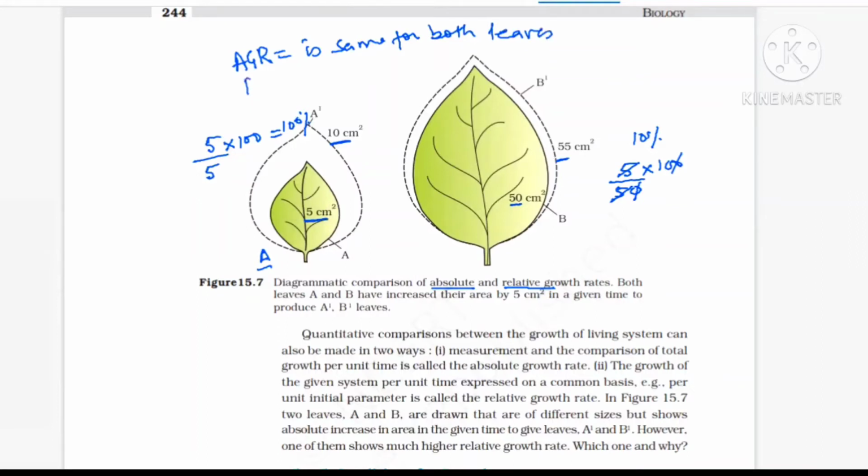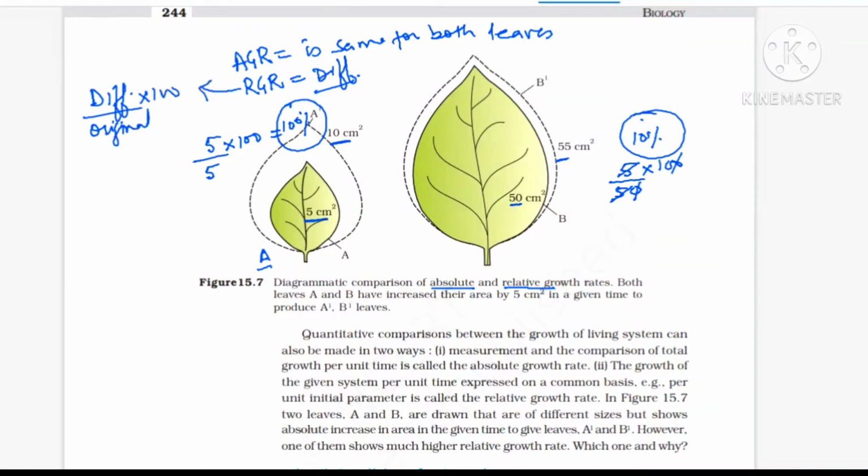But relative growth rate, that is different. For leaf A, it is 100% and for leaf B, it is only 10%. I hope you are able to understand what I am trying to explain. Both the leaves are increasing only 5 centimeter square, but that is absolute. Absolute is same, but for relative, what is the formula? Difference divided by original, whatever size is original, multiplied by 100, that is your relative growth rate. So because of this calculation, you find they are different.